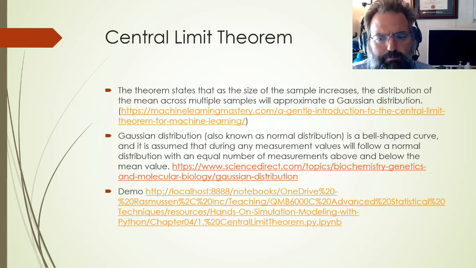So what I thought I would do today is work through some kind of detailed examples, starting off with essentially the central limit theorem. And also ties into the law of large numbers. So the basic idea is kind of intuitive, right? Is that as the sample size increases, the distribution of the mean across the multiple samples will approximate a Gaussian distribution, which is a normal distribution. Fancy terms, right? So it'll turn into a bell-shaped curve.